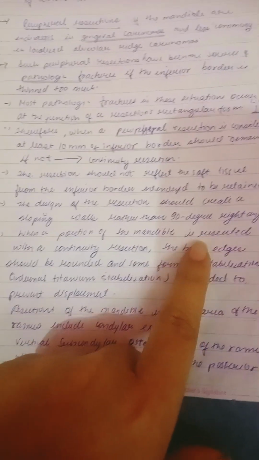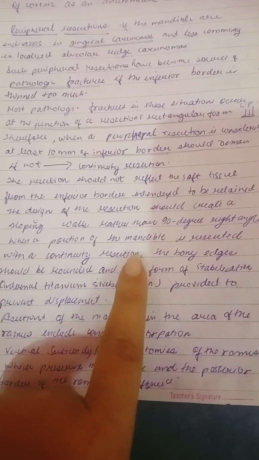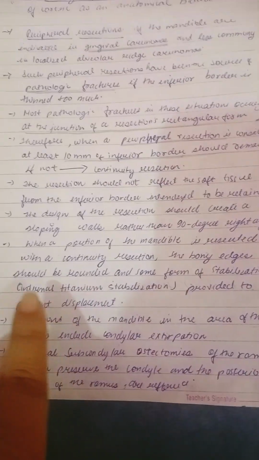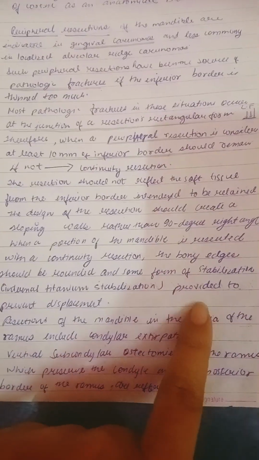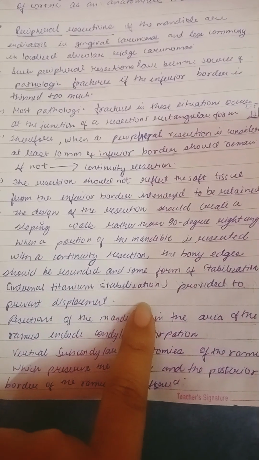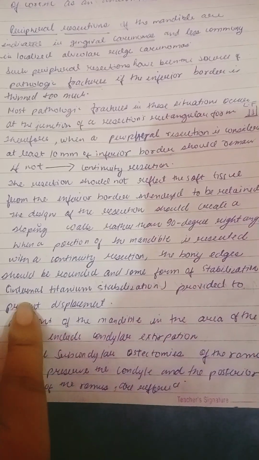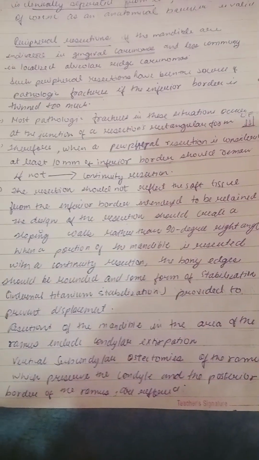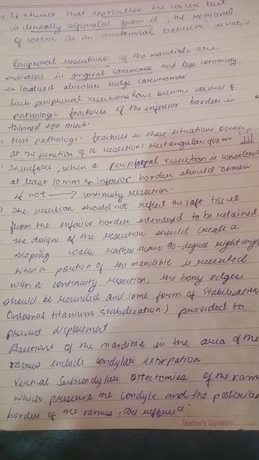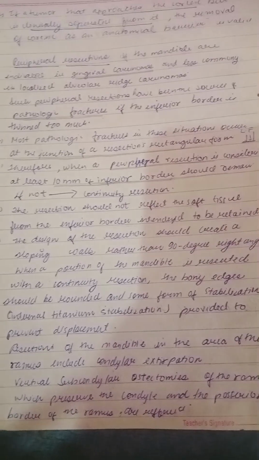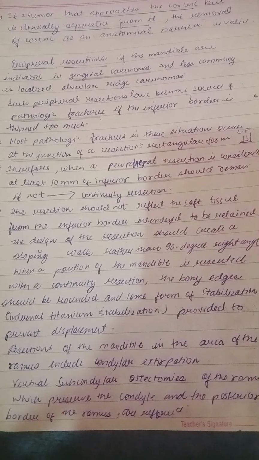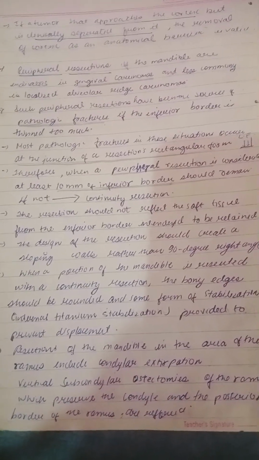90-degree right angle. When a portion of mandible is resected with a continuity resection, the bony edges should be rounded and some form of stabilization, for example internal titanium stabilization, is provided to prevent displacement. और जब कंटिन्यूटी रिसेक्शन करते हैं तो हम लोग क्या करते हैं, बोन के एजेस को राउंड कर देते हैं एंड फॉर स्टेबलाइजेशन वी गिव इंटरनल टाइटेनियम. ओके, ताकि डिस्प्लेसमेंट ना हो, डिस्प्लेसमेंट अवॉइड करना हमको.